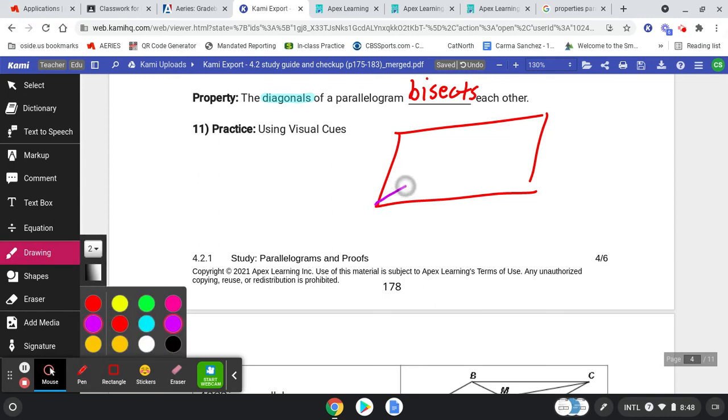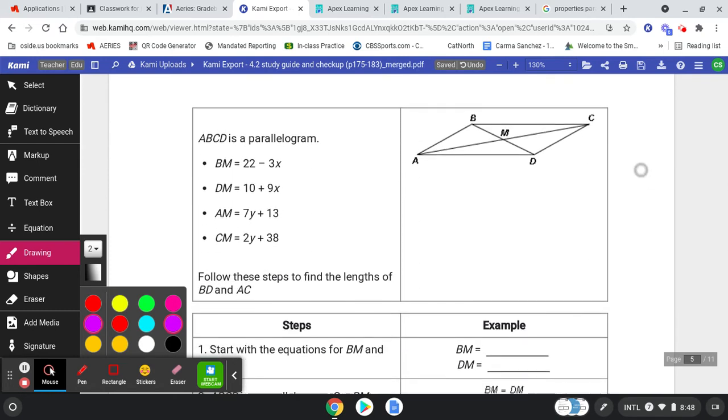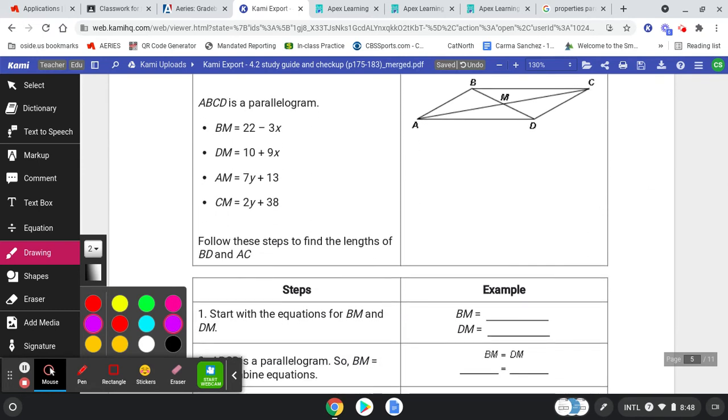Remember, the diagonal goes from vertex to vertex across. And the property of the diagonals of a parallelogram is that they bisect each other. That means this segment equals this segment and this segment equals this segment. They bisect each other. We're going to use this concept here to solve.